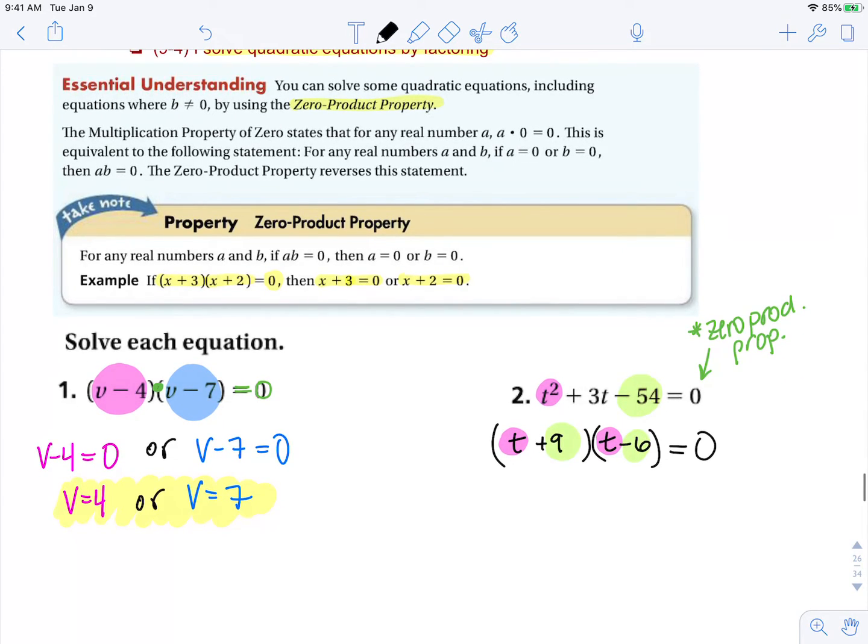So now I have changed this problem into two quantities multiplying to equal 0. So zero product property says that either the first quantity equals 0 or the second quantity equals 0. If I solve my first equation by subtracting 9, t equals negative 9, or if I add 6, t equals 6. So if we get our equation equal to 0 and factor it, then we can use zero product property to solve for our two answers.